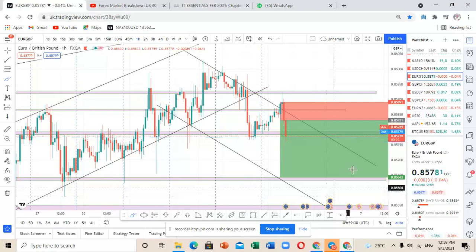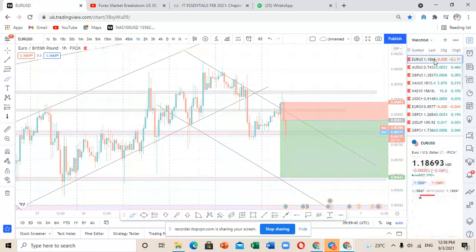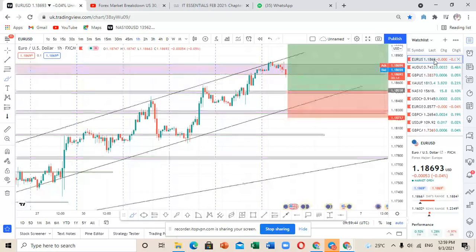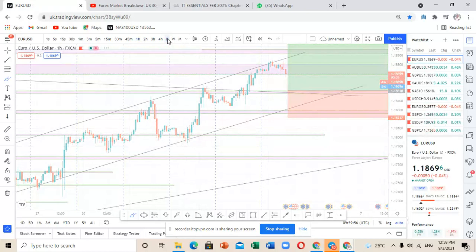And now to finish up our analysis, I'd like us to also discuss what is happening when it comes to the EUR/USD, the most traded pair in the world. So let me start from the daily time frame.